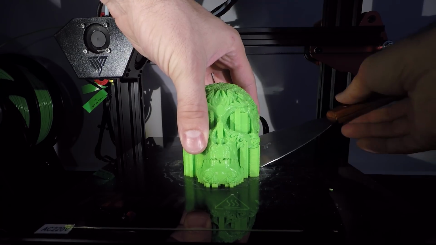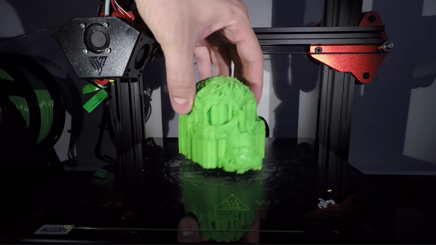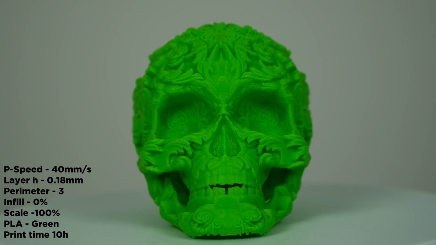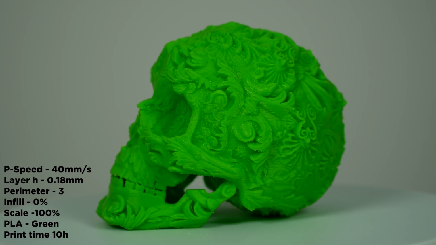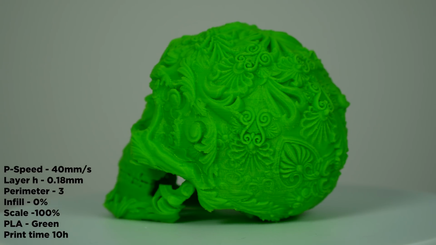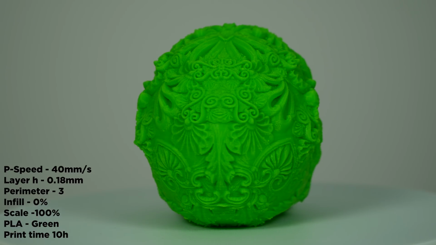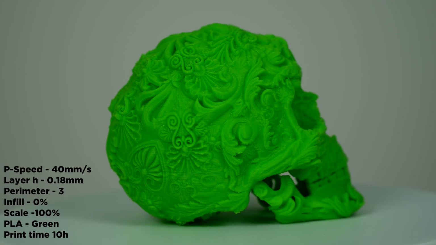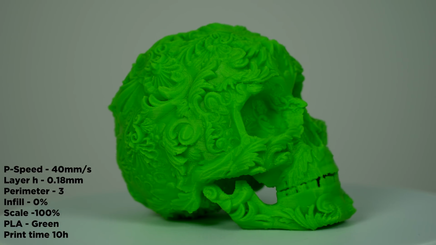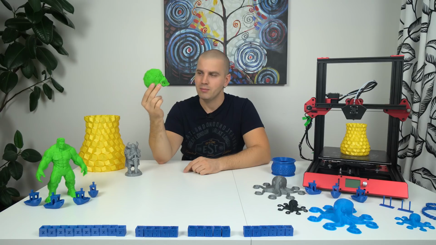When the printer was done, I took my print removal tool, and after a few blows, the skull was free from the glass plate. I probably used too much glue stick. It took me a few minutes to take off all the support from this model, and this is the result. It's a pretty awesome print and amazing design, but it still looks a bit creepy.